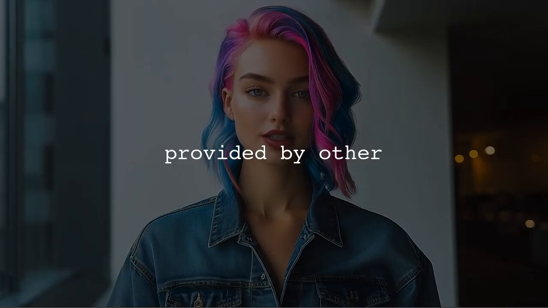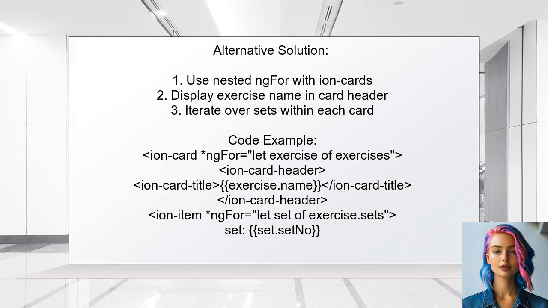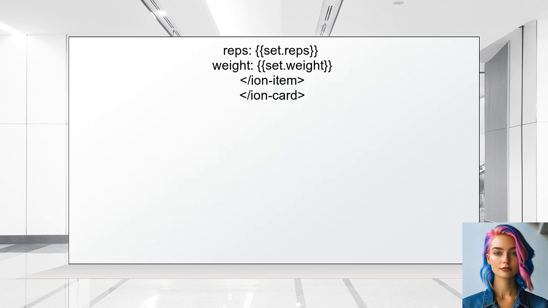Now, let's look at the answers provided by other users. An alternative solution provided by another user involves using nested ngFor directives effectively. They suggest structuring the HTML with ion cards for each exercise, displaying the exercise name in the card header. Inside each card, they use another ngFor to iterate over the sets of that exercise, showing the set number, reps, and weight for each set.